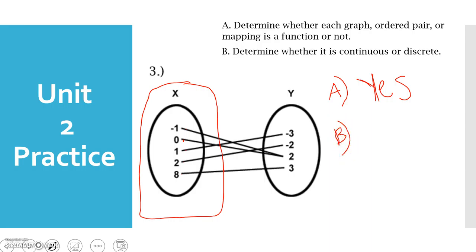Determine whether it is continuous or discrete. Well, we talked about that yesterday. Only a graph can be continuous. Everything else is always discrete. So since this is a mapping, we would have a discrete function here.